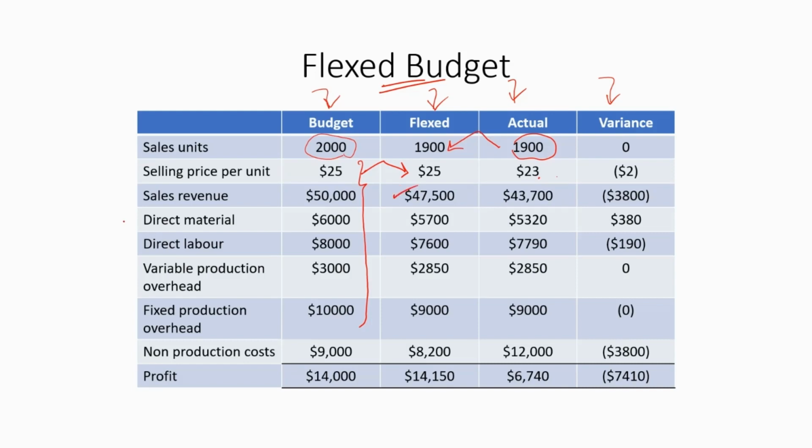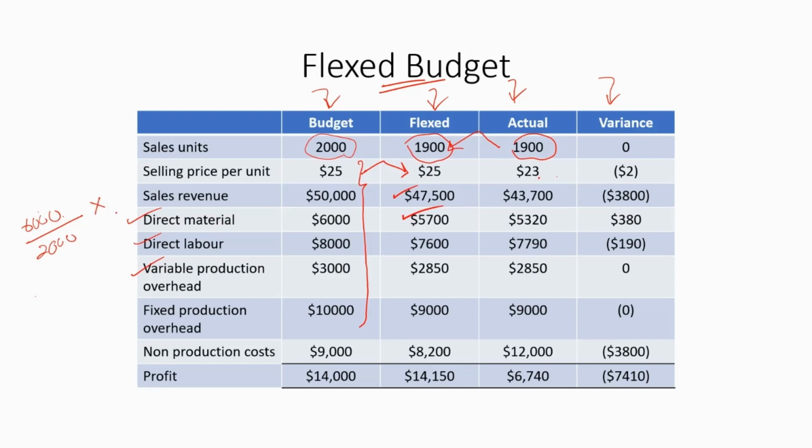And then we have to find the direct material, direct labor, and variable production overhead costs per unit. For example, the direct material cost per unit is 6000, which is the fixed budgeted amount, divided by 2000, which is also the fixed budgeted amount. So this cost will be used to calculate the direct material under the flex budget. So the direct material cost under the flex budget is equal to 5700. This is equal to 1900 multiplied by this value.